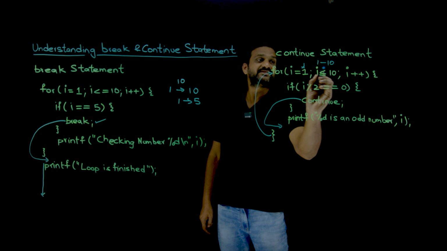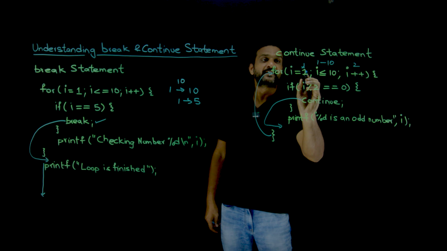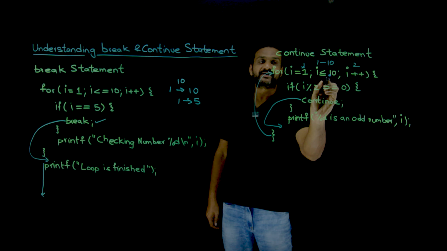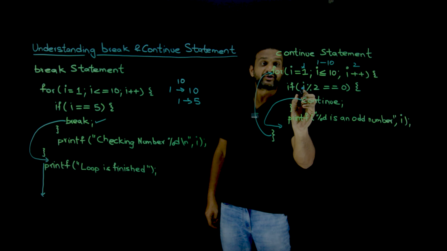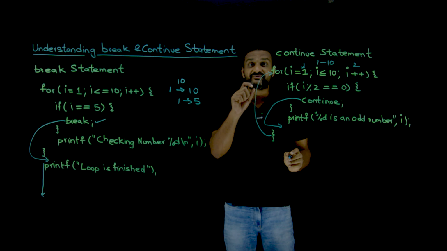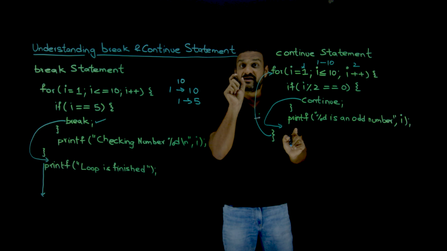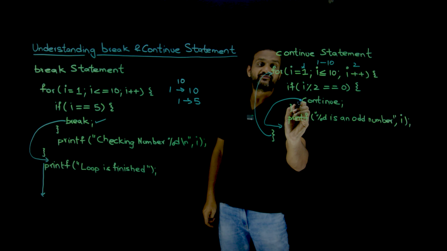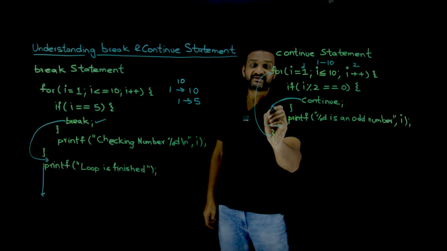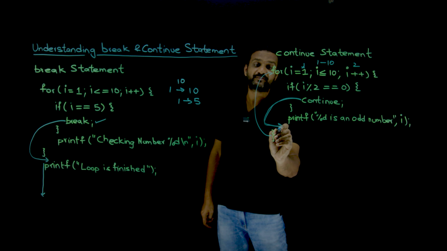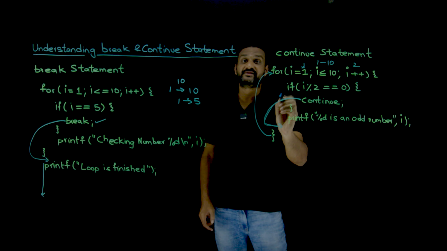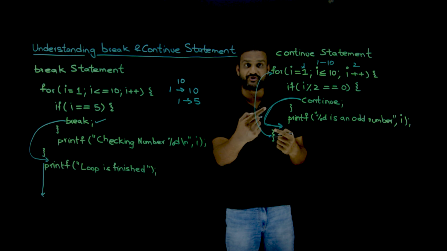In the next iteration, the value of I will become 2. Now is 2 less than or equal to 10? Yes, it is true. Now when we do the modulus division, 2 mod 2 is 0. The remainder is 0, so the continue will get executed, which means skip this iteration, come to the end of the loop, and the next iteration will continue.